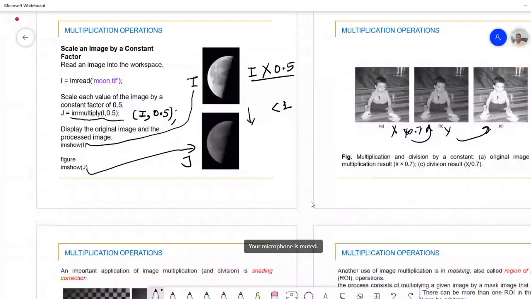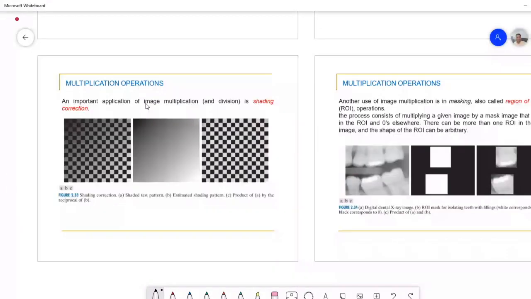Now I have also taken another example. An important application of image multiplication and division is shading correction. Shading correction. Now see, what is the difference between this image and this image? Students, please look and tell me. I can ask anyone, check it. What is the difference between these two images, A image and C image?